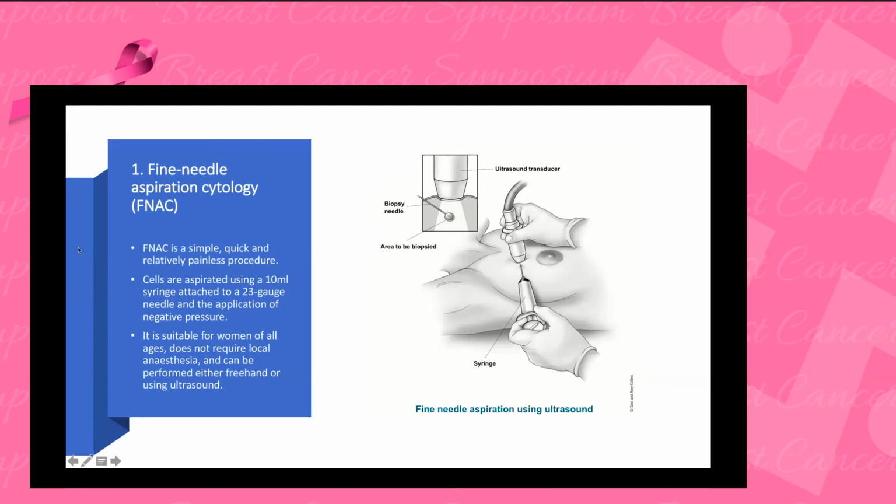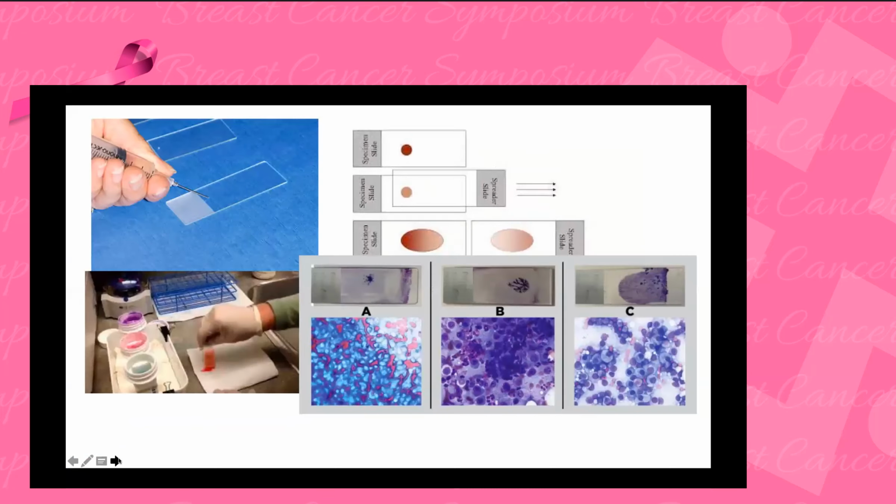It is simple, it's quick, it is relatively painless. We aspirate cells using a 10 ml syringe that is attached to a 23 gauge needle, and we apply a negative pressure. It is suitable for women of all ages. It does not require anesthesia, and it can be performed freehand, or if we want to enhance the accuracy, we can perform it with ultrasound guidance, as it's seen in the image depicted here.